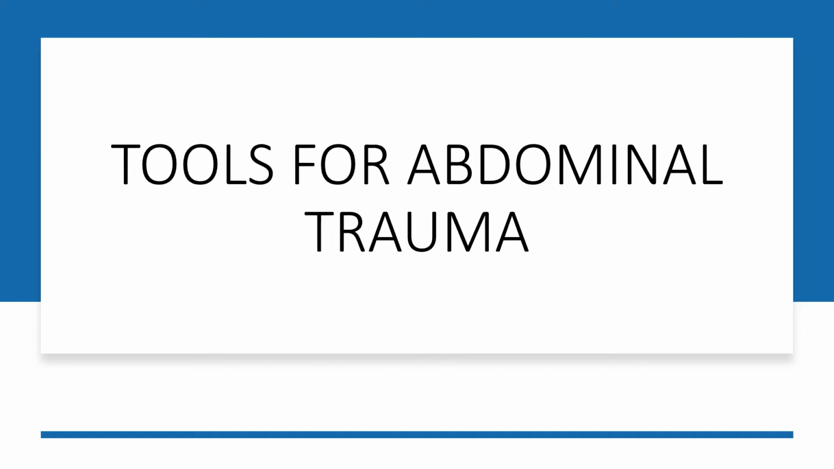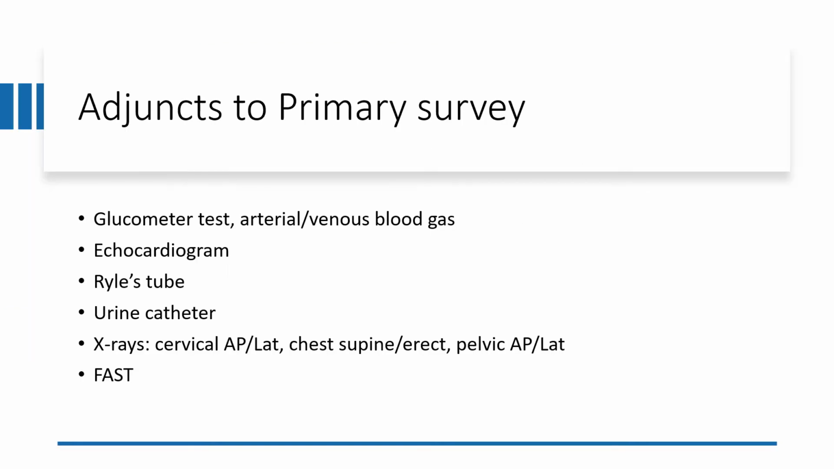So now we're going to learn about tools for abdominal trauma. After primary survey, we go to adjunct to primary survey. You need to check the glucometer of the patient, and also maybe you want to do an arterial blood gas or venous blood gas. And if the patient complains of chest pain, you can do an electrocardiogram (ECG).